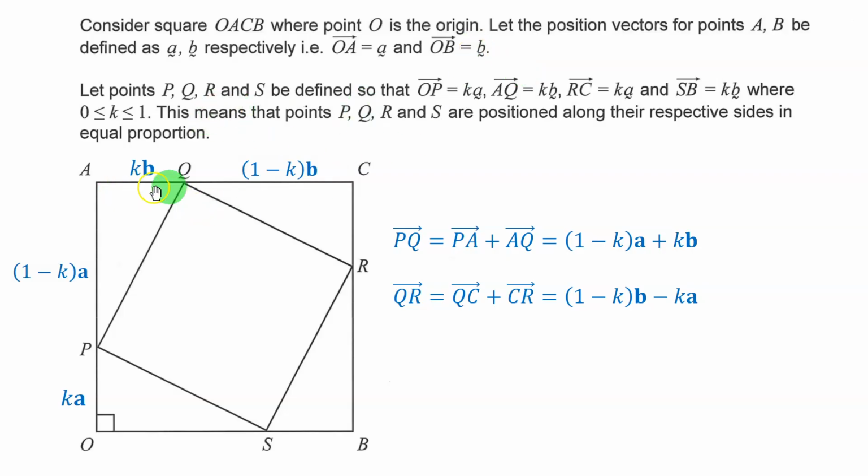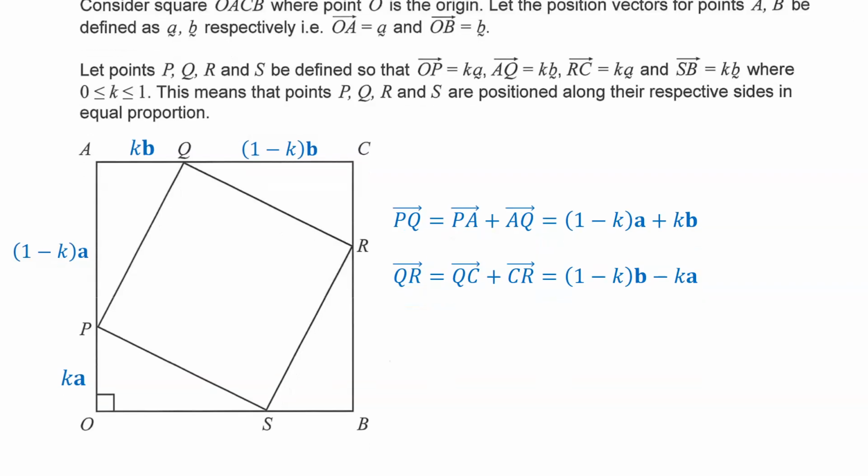P, Q, R, and S are basically set in proportion, the story goes here. OP is ka, so this bit is ka, which means that the bit from A to P, on account that k is somewhere between 0 and 1, must be 1 minus k. And then what else are we told? AQ is kb, and RC is ka, and SB is kb. Therefore, they're all positioned. So here's our basic diagram now.